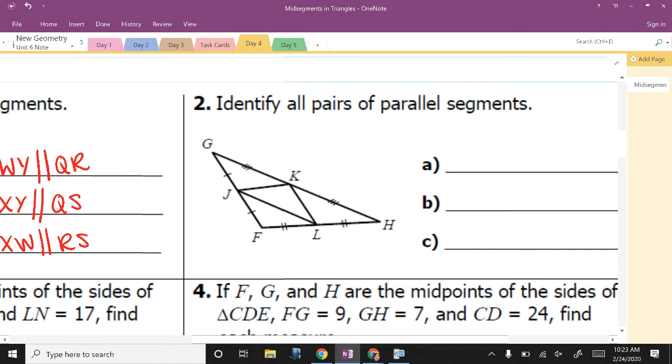All right, so I'll just start with one. JK is parallel to what segment?